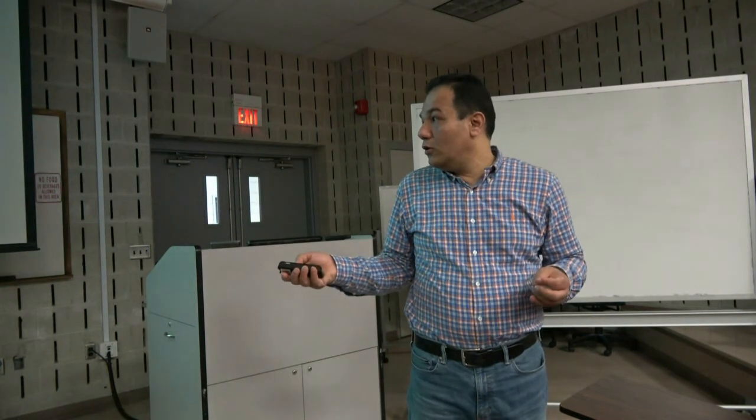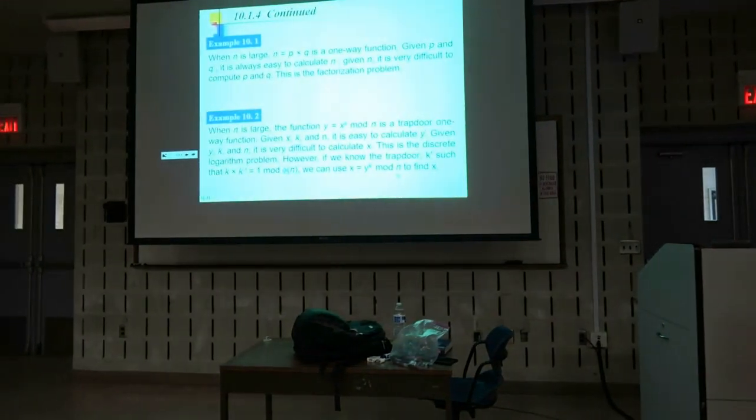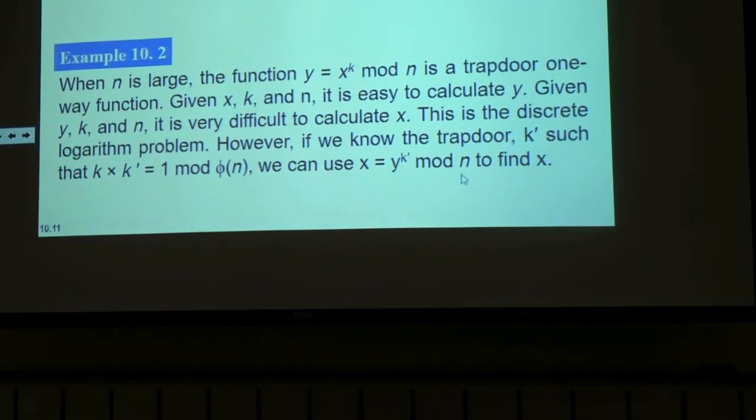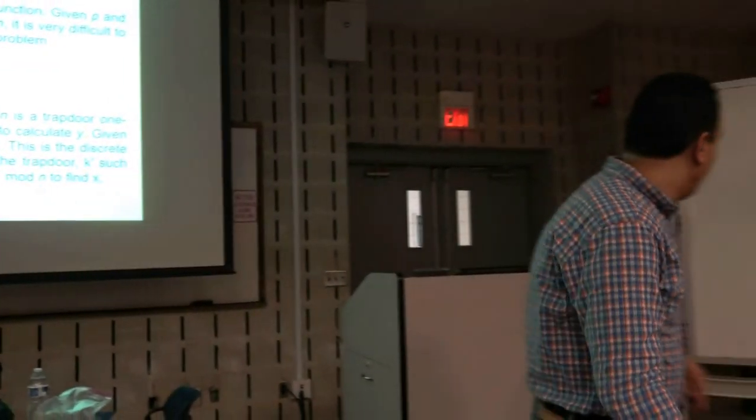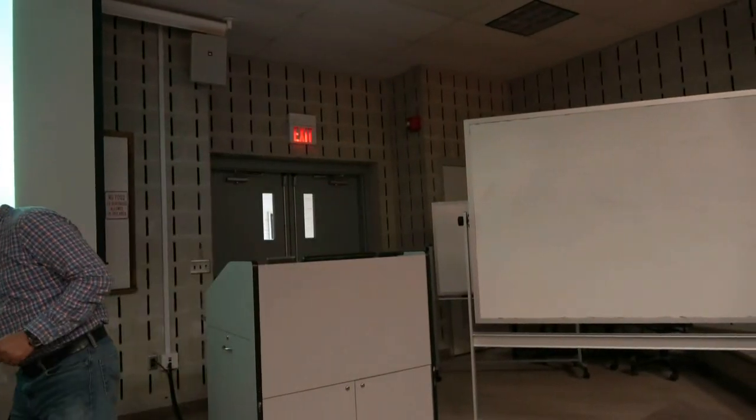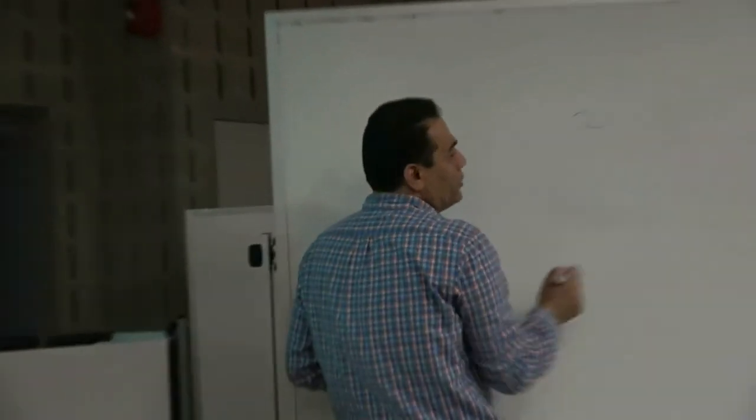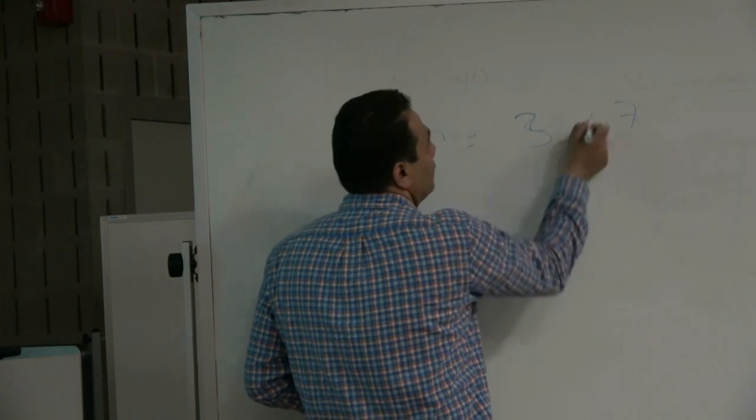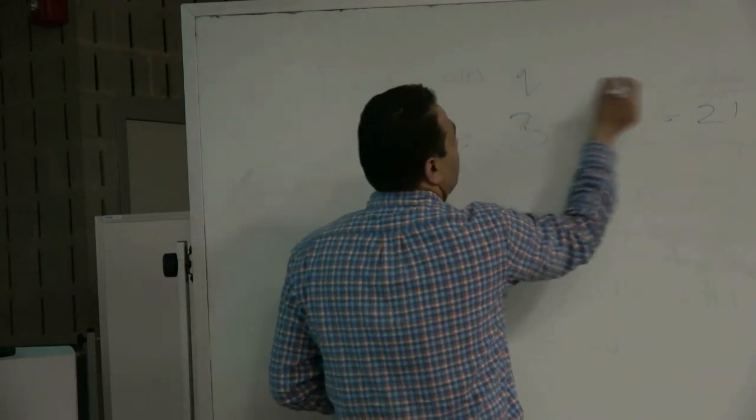All right? So what's the definition for k prime? K times k prime gives you 1 mod phi n. What is phi n? N will be divided into 2 primes. For example, we have 2 primes, 3 and 7. These are primes. So n equals 21. This we call q, and this we call p.